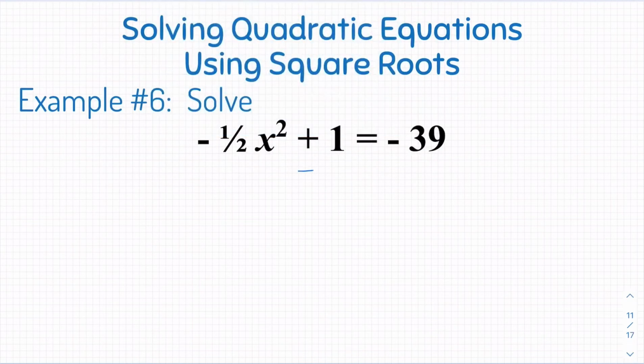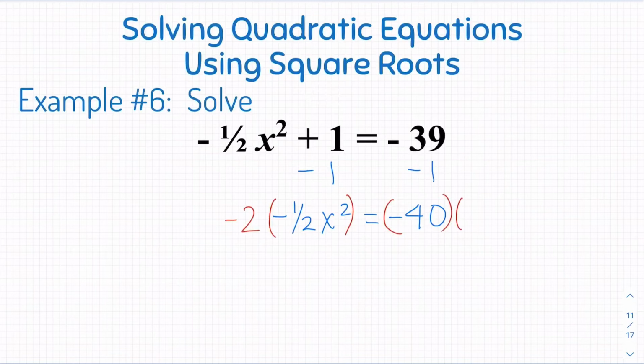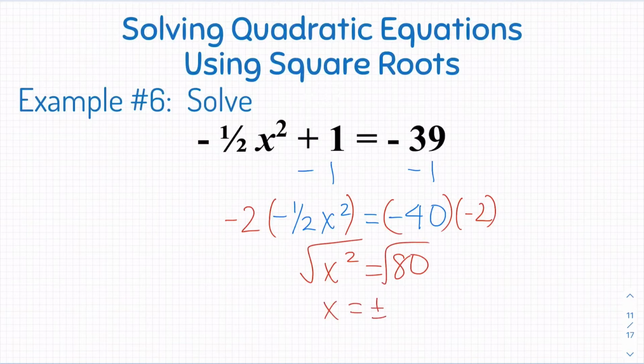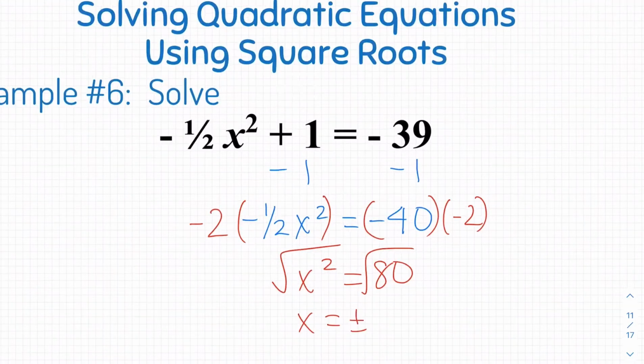In this example, I'm going to start by subtracting 1, negative 40. And the opposite of multiplying by negative a half is multiplying by negative 2. So I end up with x squared equals 80. And the biggest perfect square that goes into 80 is 16. Goes in there 5 times. So that tells me that x equals plus or minus 4 radical 5.